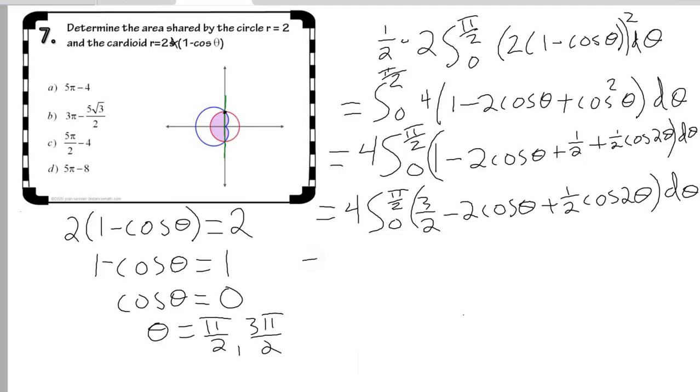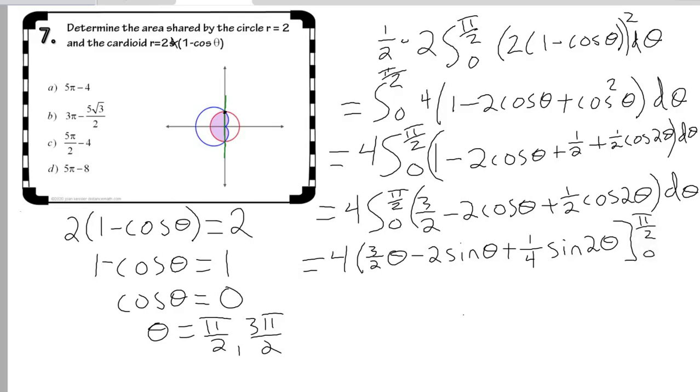So like here, I still have a 4 out here. This is going to be 3/2 theta. This is just going to be minus 2 sine theta. If I do a u-sub, I'm just going to end up with an extra 2, so I would divide it. And so we're going to have a 1/4 here instead. And we're evaluating from 0 to pi over 2.